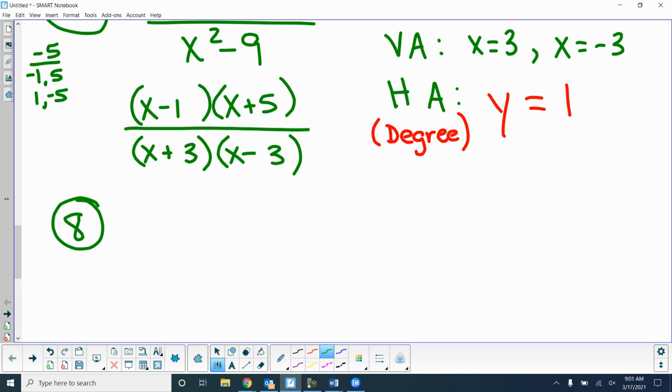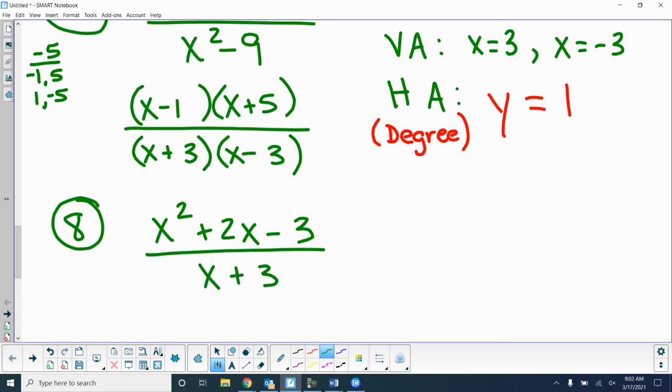The degree of the top is what? 2. What's the degree of the bottom? So is there a horizontal asymptote? No. So for HA, there isn't one, right? Zeros. And, oh, there must be a hole, huh?